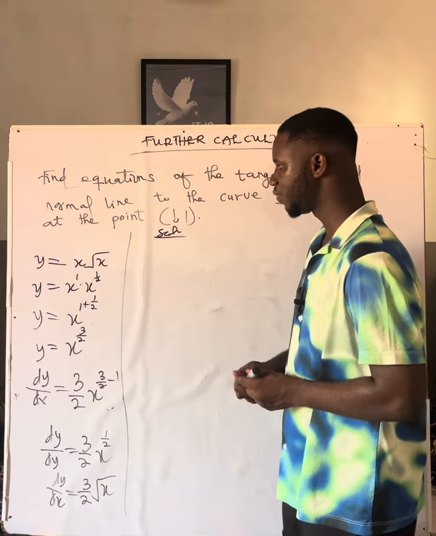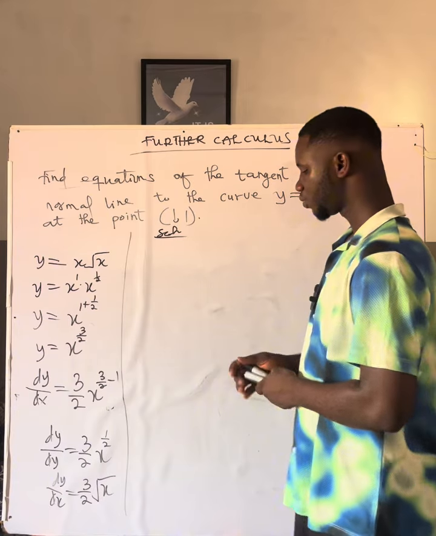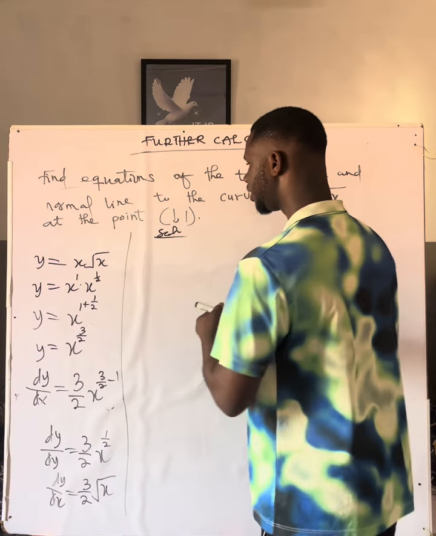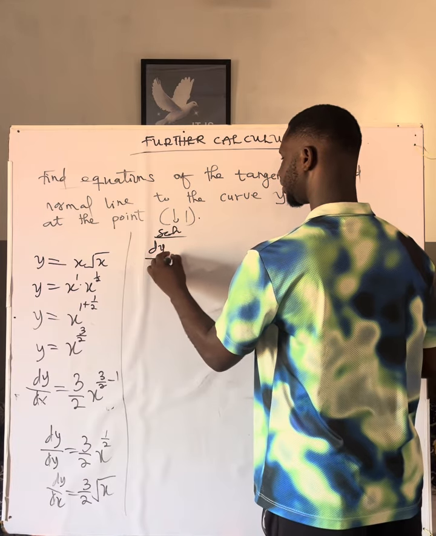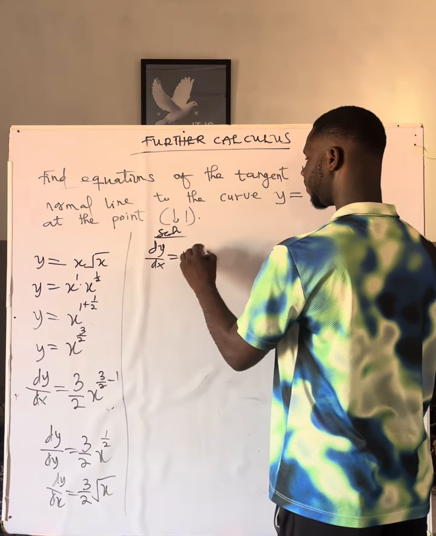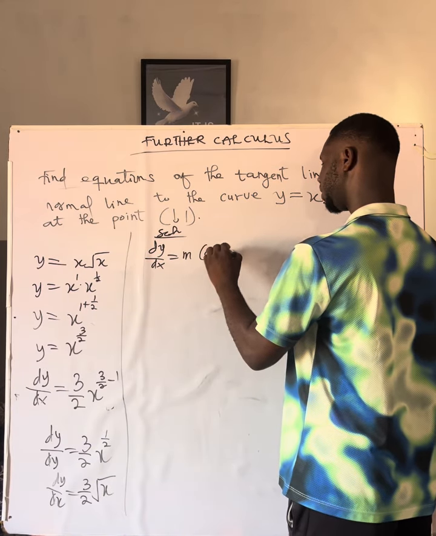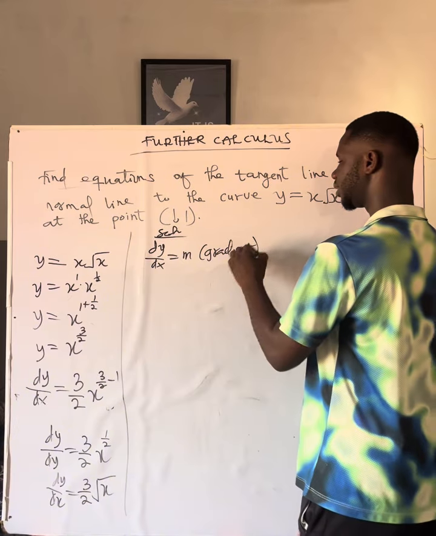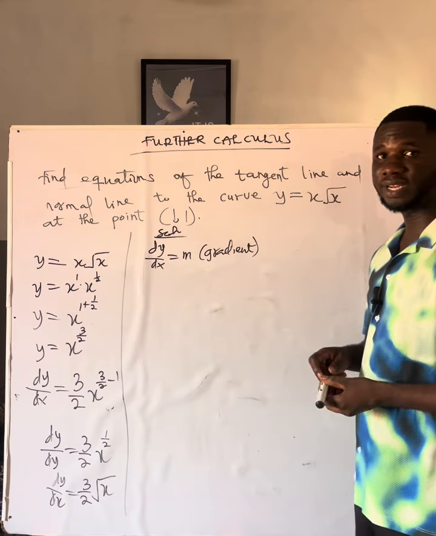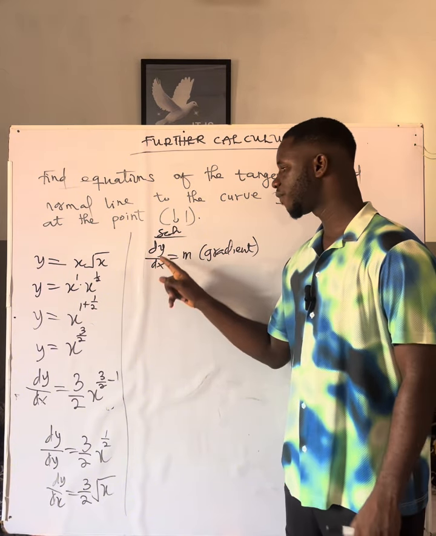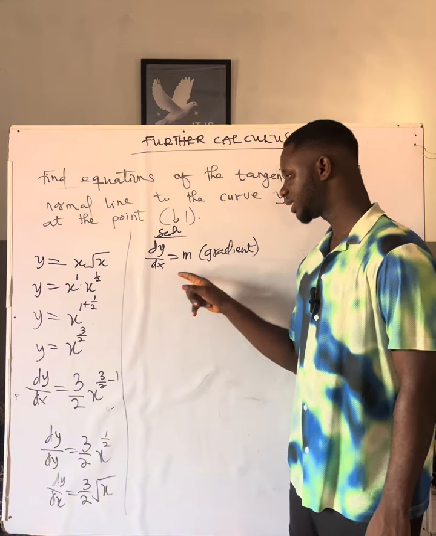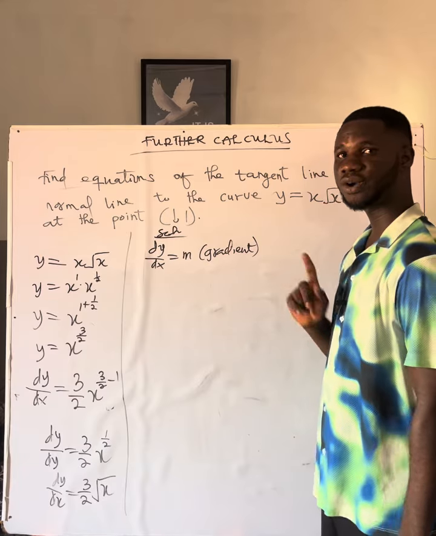derivative of the curve. So this is the same as the gradient. So our dy dx is the same as m, that is the gradient of the line. That will give us the gradient of the line. Good. So next time you find your first derivative, f dash of x, or your dy dx, it is the same as the gradient of the line.